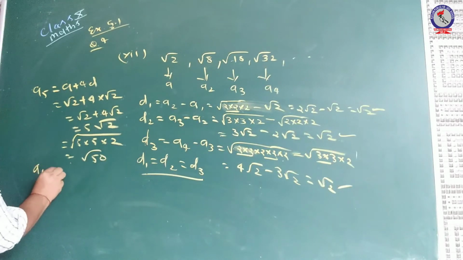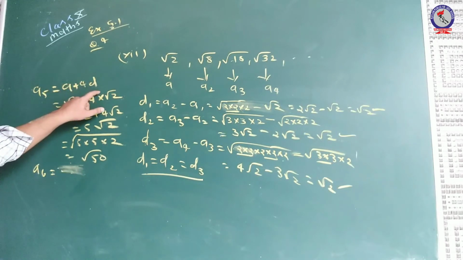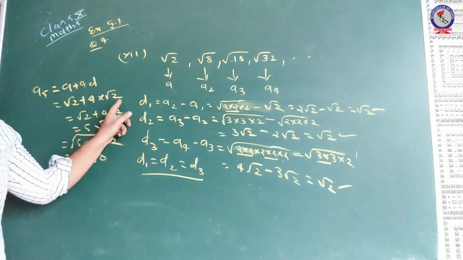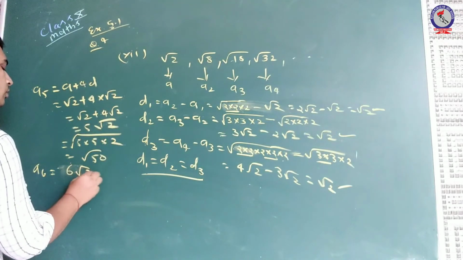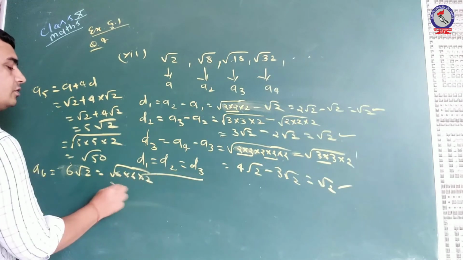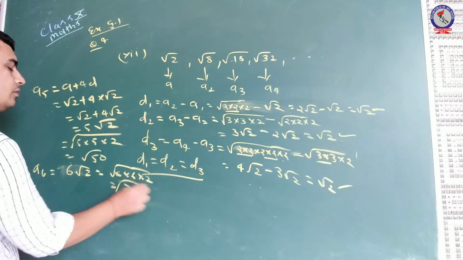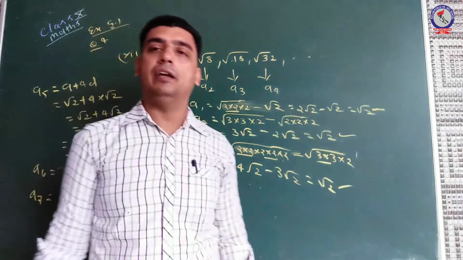What will be the next? A6 will be A plus 5D. So root 2 plus 5 root 2, that is 6 root 2. So 6 into 6 into 2, 36 2s are 72, so root 72. And the last one will be A7. Now you can easily find A7.